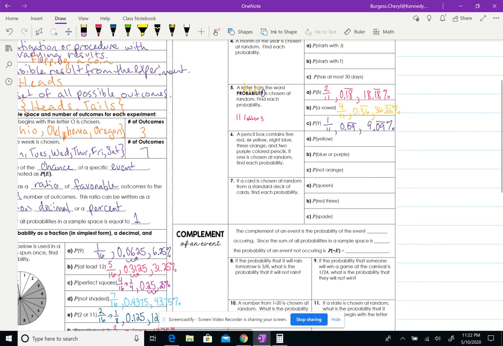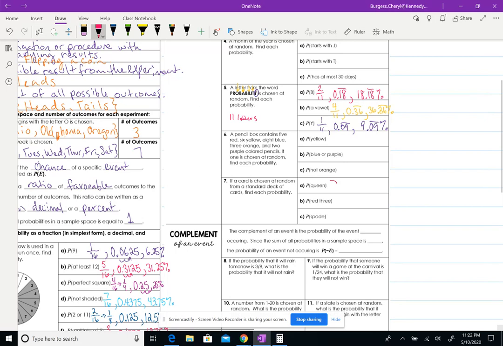So that would be 4. Hold on. That would be 4 out of 52 cards, which reduces to 1 out of 13.